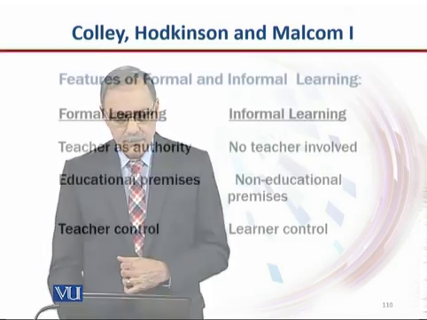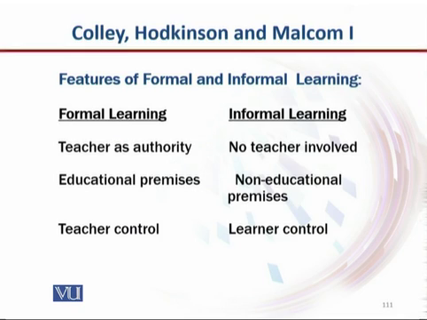The final group that we are going to look at in this context is Colley, Hodkinson, and Malcolm. And what they've done is they've given us a good comparison, and that's what we are going to look at. According to these three, formal and informal learning have certain features. Let's look at some of these.